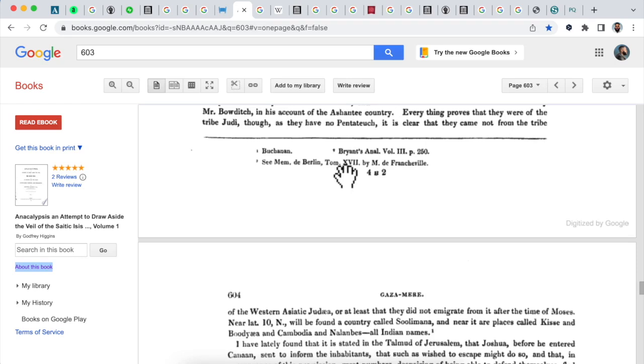He's not saying they weren't the tribe of Judah because they didn't have a Torah. He's just saying that since they didn't have a Pentateuch or Torah, they must not have immigrated from after the time of Moses. But he's still saying that they're the tribe of Judah. He says everything proves that they were of the tribe of Judah.